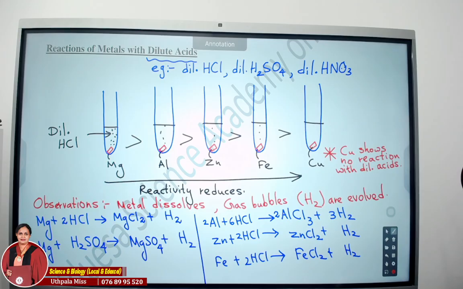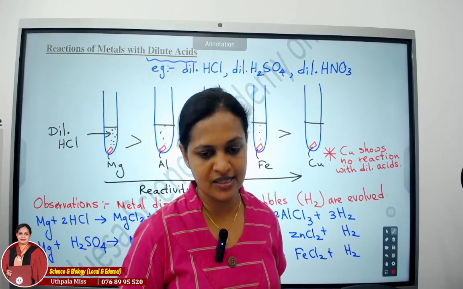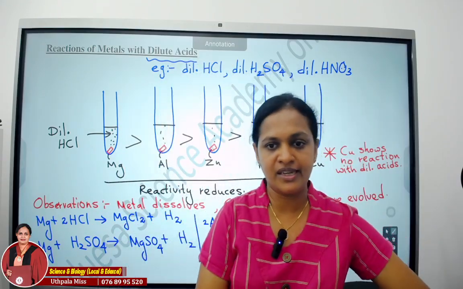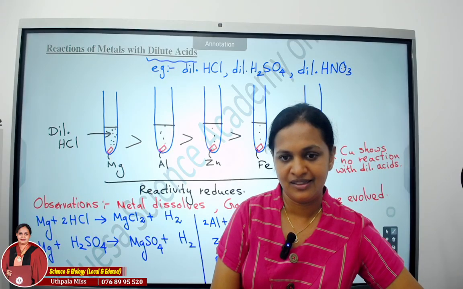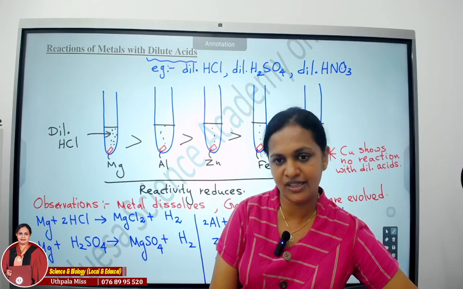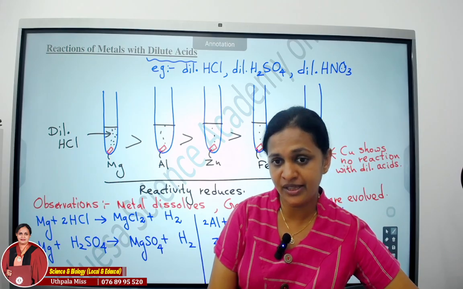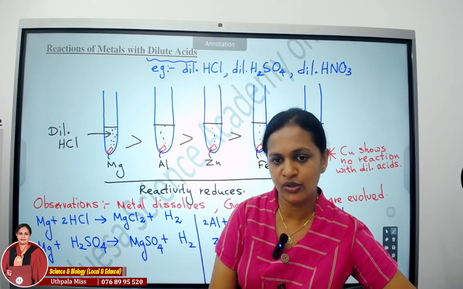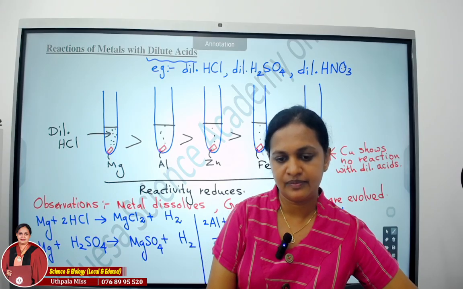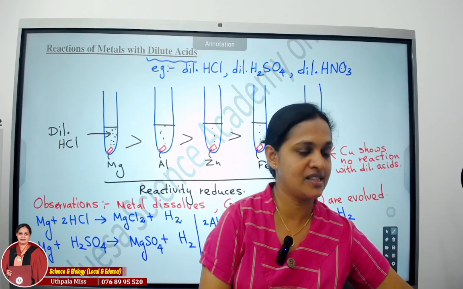Metals like magnesium, aluminium, zinc and iron react with dilute acids, forming the salt of the metal and releasing hydrogen gas.